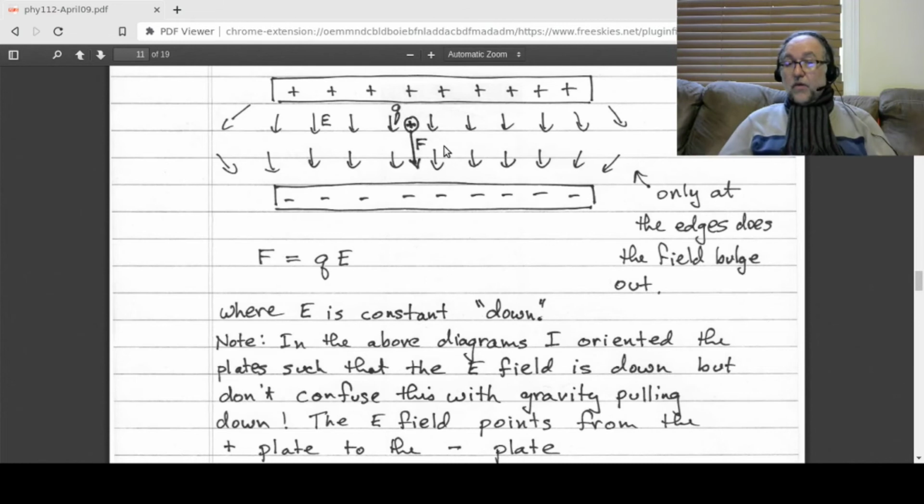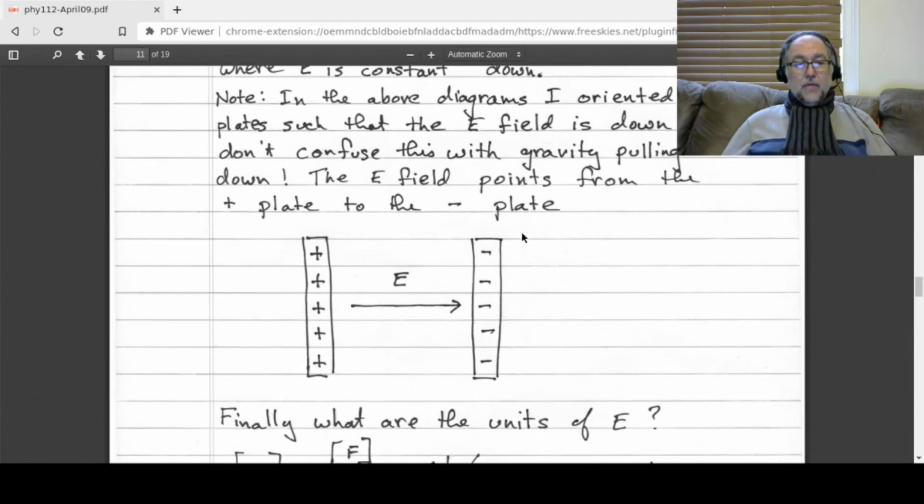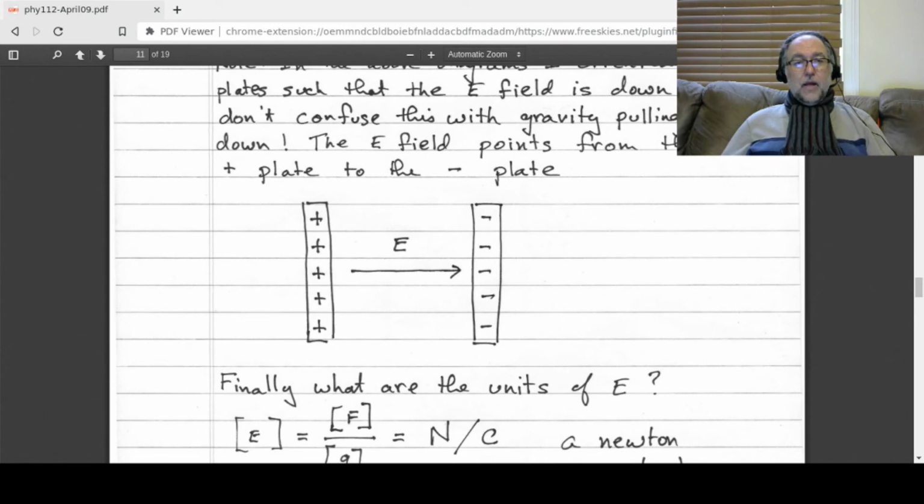So electric fields are very useful this way. They're very useful in terms of picturing what would happen if you put a charged particle at a particular point in that space. Okay, and I don't want you to think that the electric field is going to be always up and down the way the gravitational field is.